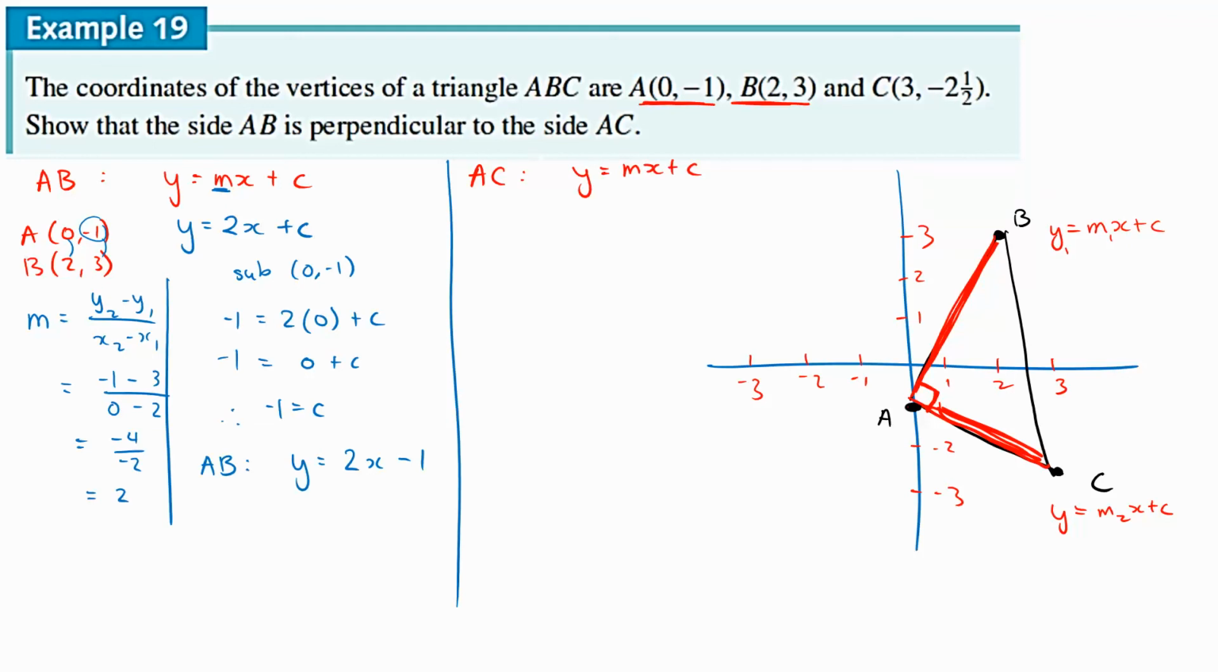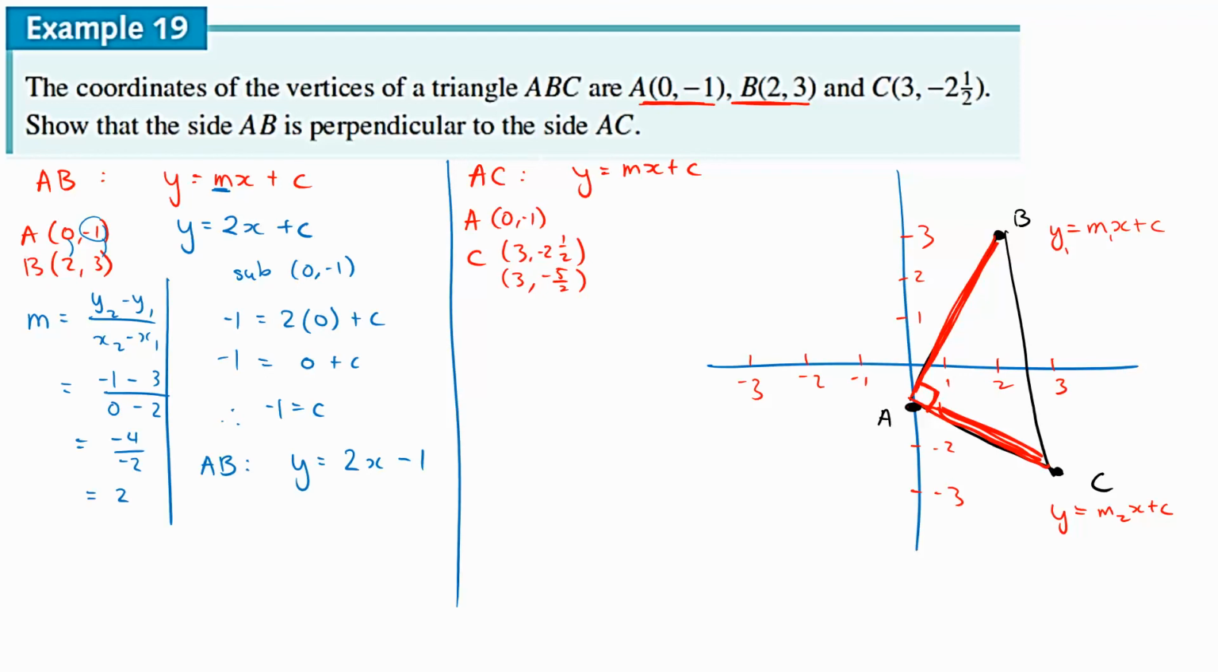Now for AC, the only way to do that is to find the gradient. We've got A, which is (0, -1), and we've got C, which is (3, -2.5). I don't like writing mixed fractions, so I'll do -4 plus 1, -3, -5 on 2. So there we go. We've got our improper fraction there.